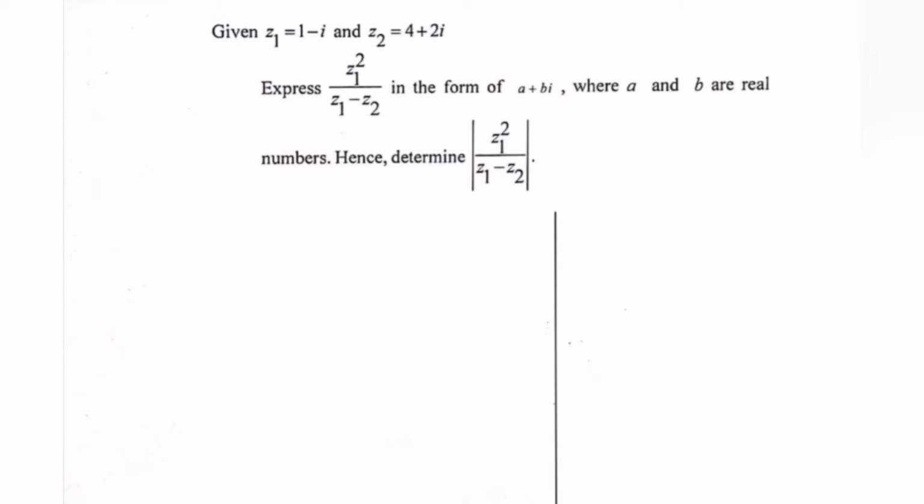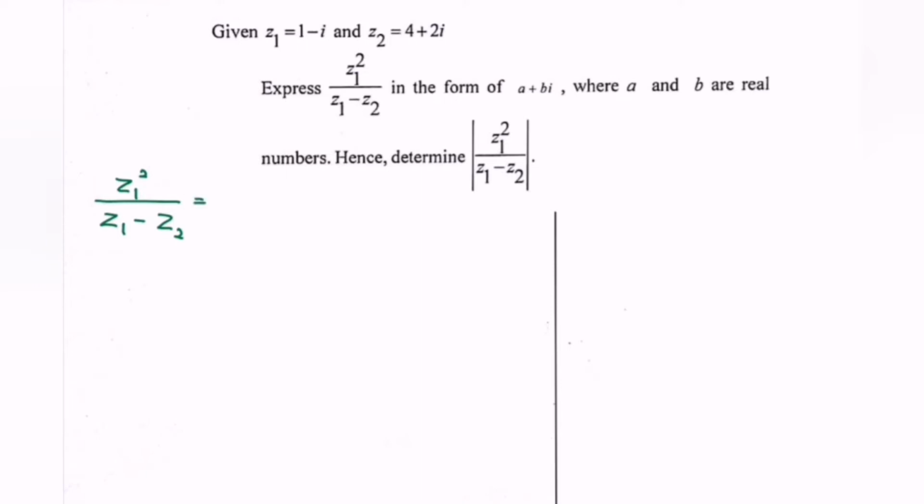In this video, I'm going to discuss an example for complex numbers. Given z sub 1 is equal to 1 minus i and z sub 2 is equal to 4 plus 2i. Kindly refer to the question: express z sub 1 squared over z sub 1 minus z sub 2 in the form of a plus bi, which we call Cartesian form, where a and b are real numbers.